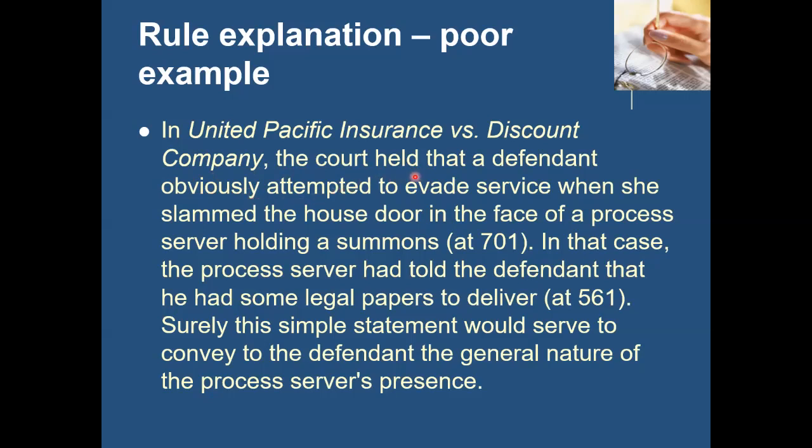Now, after they said the holding, then they're going to the facts, which is also kind of out of order because once I read the facts, I may have to go back to figure out what the court held. Here, this writer wrote, in that case, the process server had told the defendant that he had some legal papers to deliver. Surely this simple statement would serve to convey to the defendant the general nature of the process server's presence.